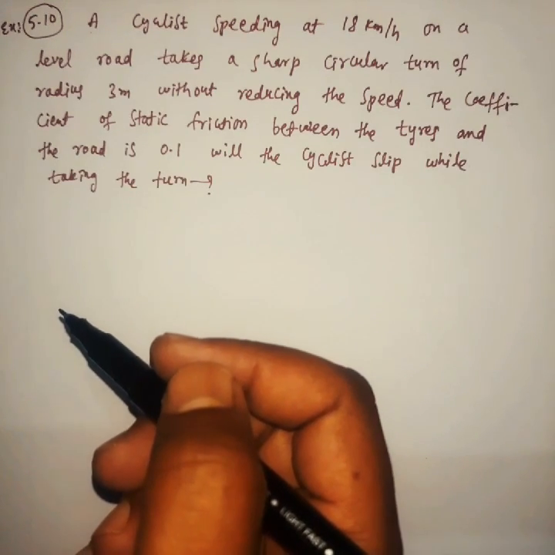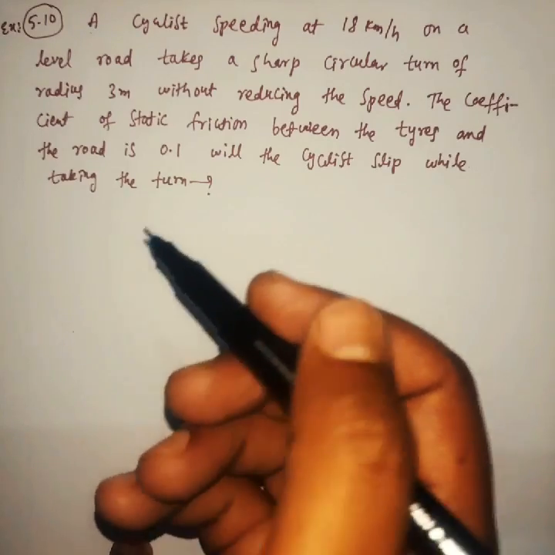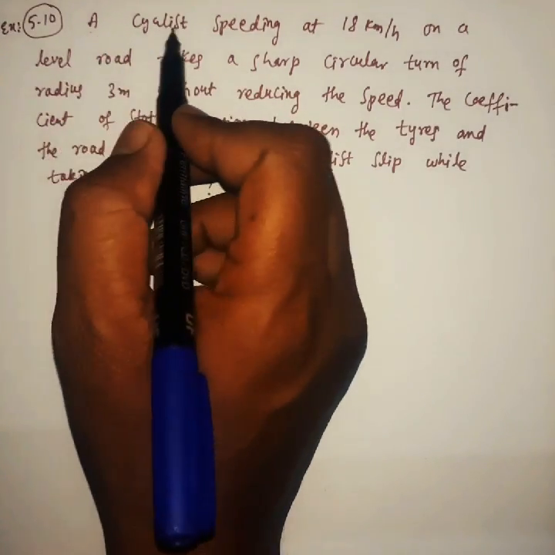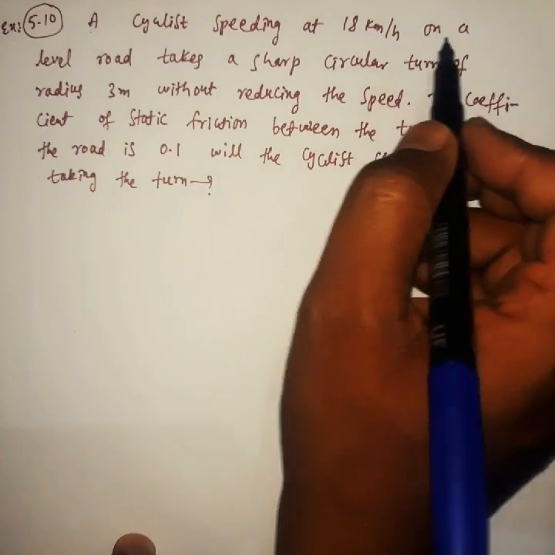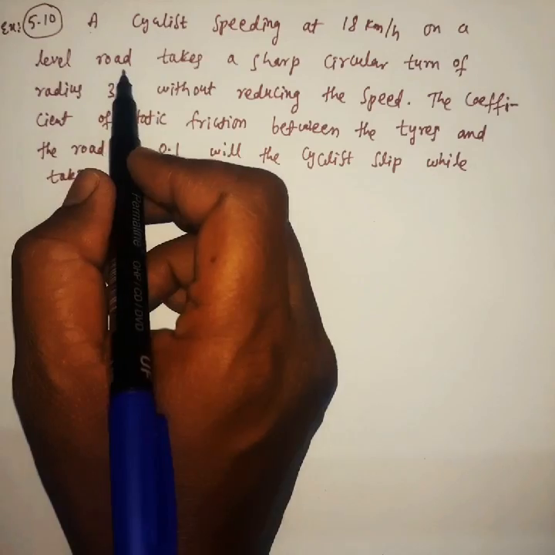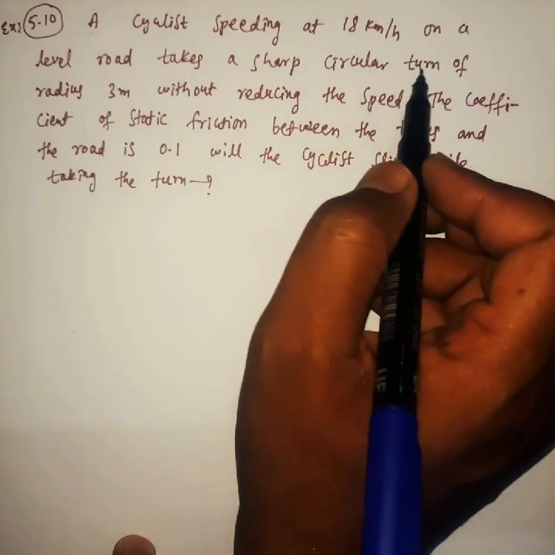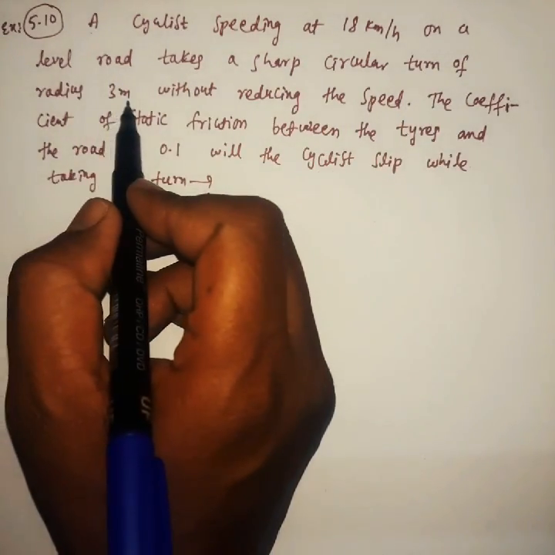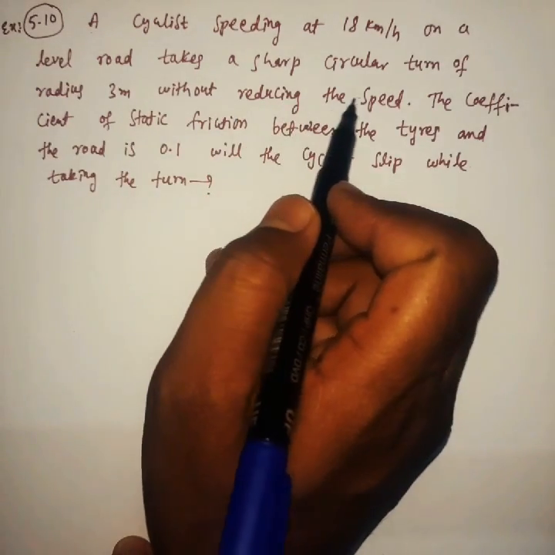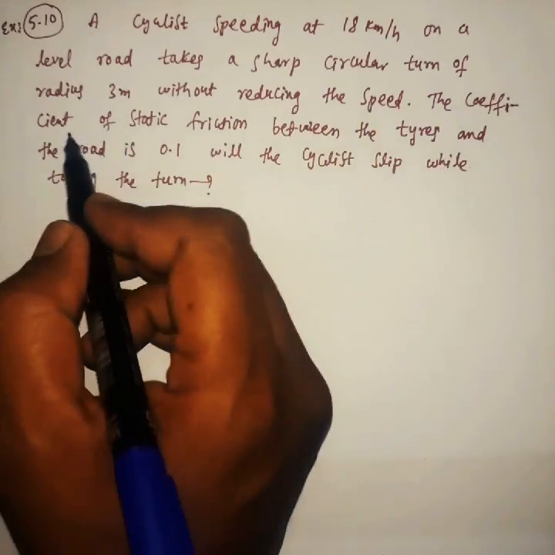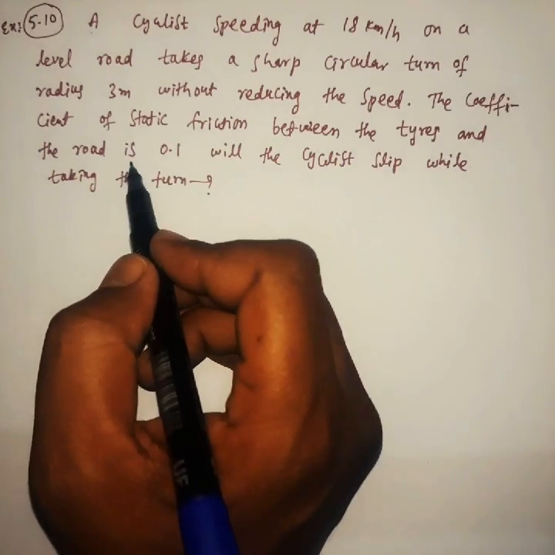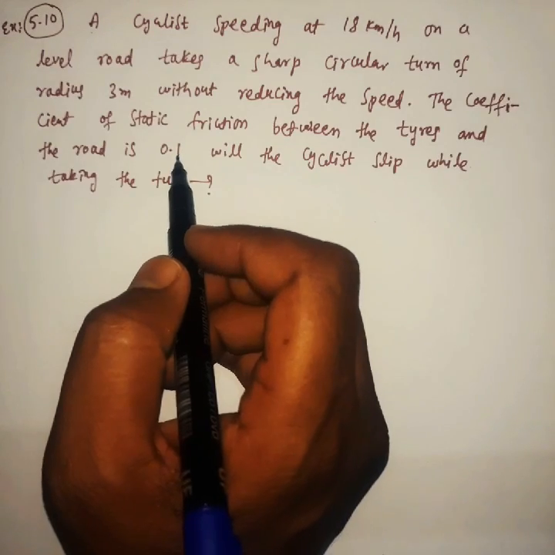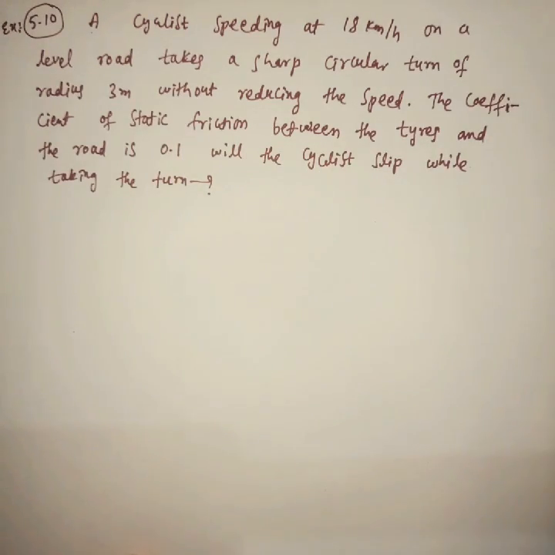Example problem 5.10. Here a cyclist speeding at 18 km per hour on a level road takes a sharp circular turn of radius 3 meter without reducing the speed. The coefficient of static friction between the tires and the road is 0.1. Will the cyclist slip while taking the turn?